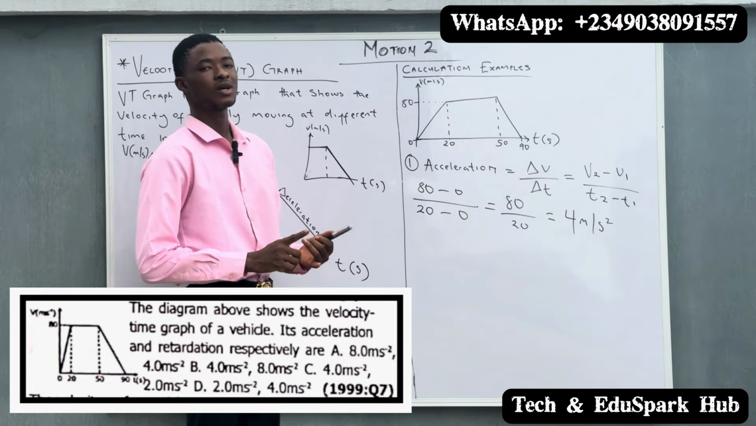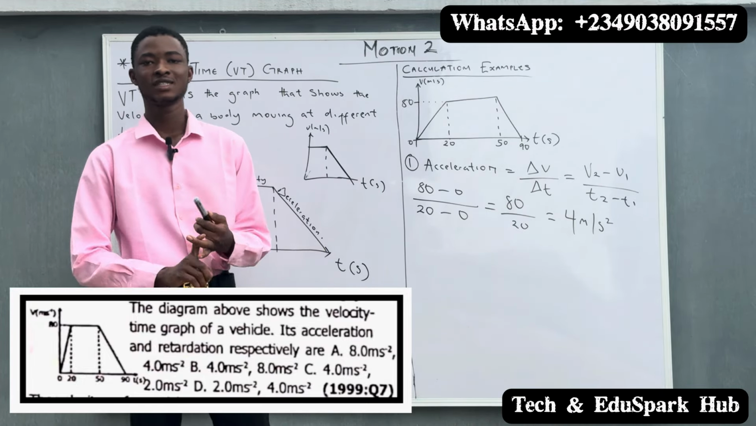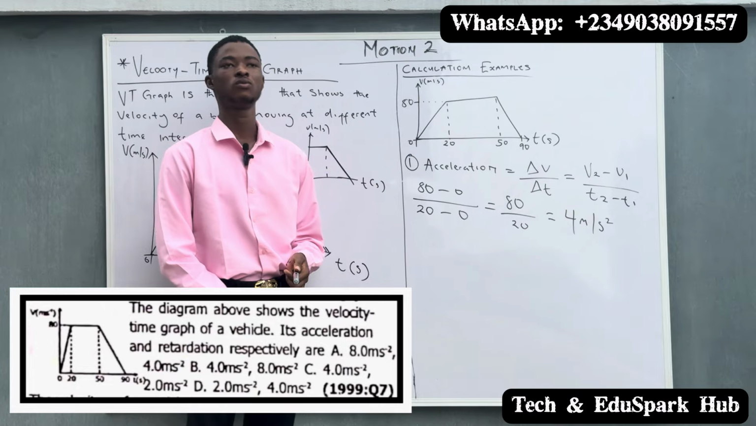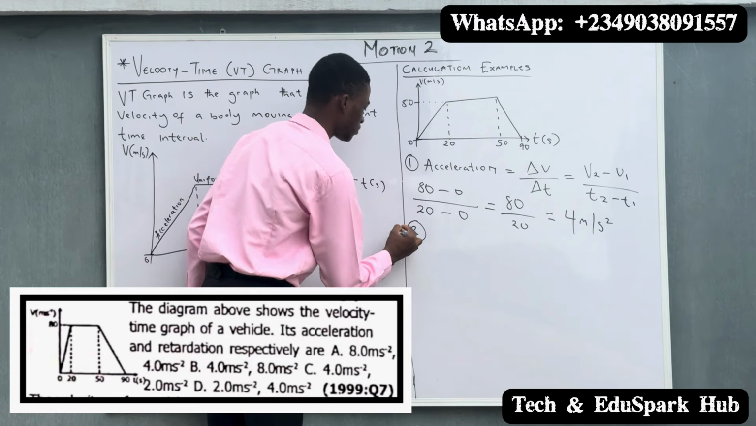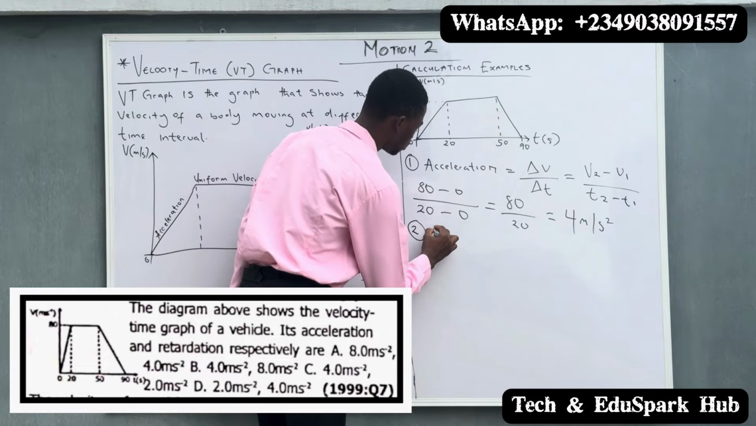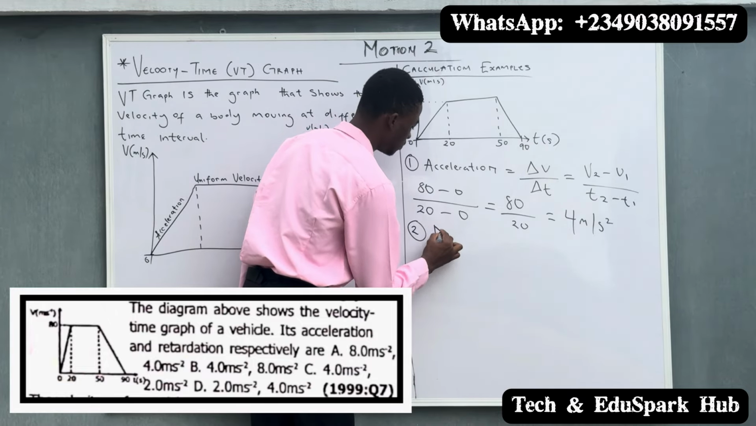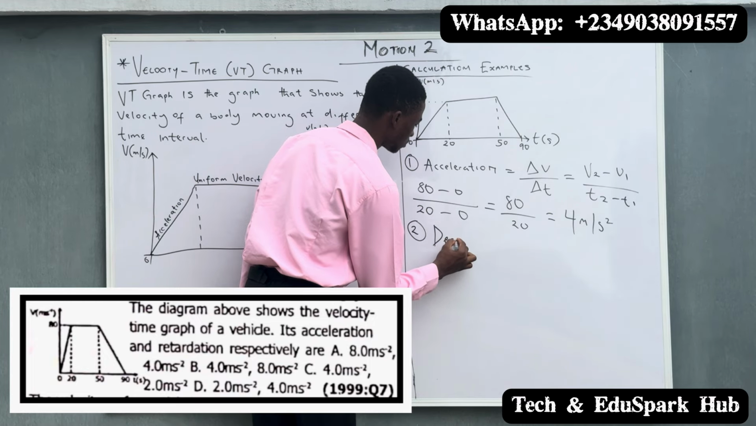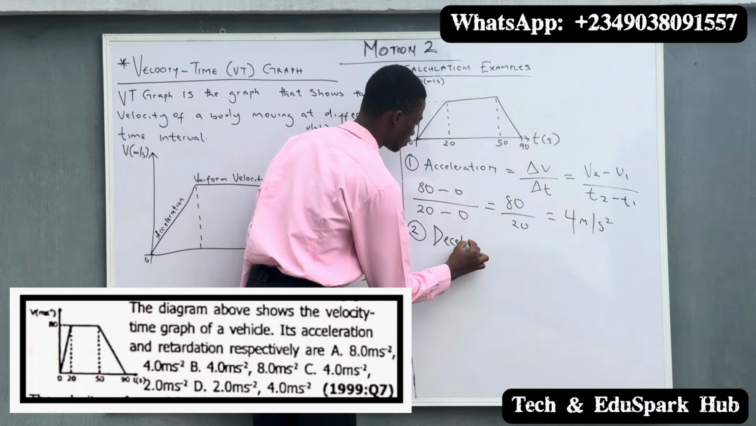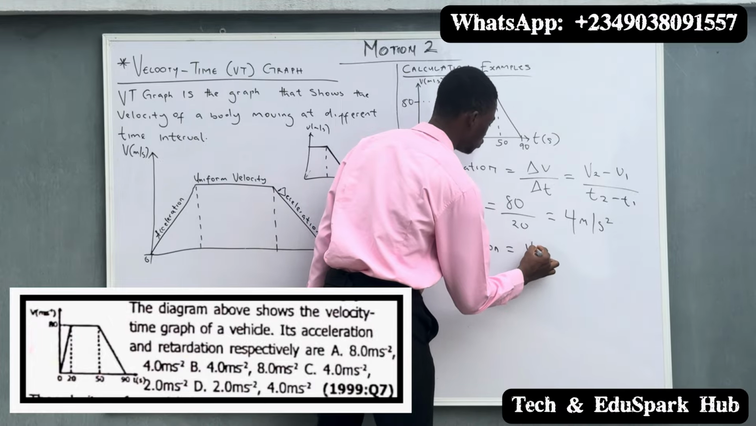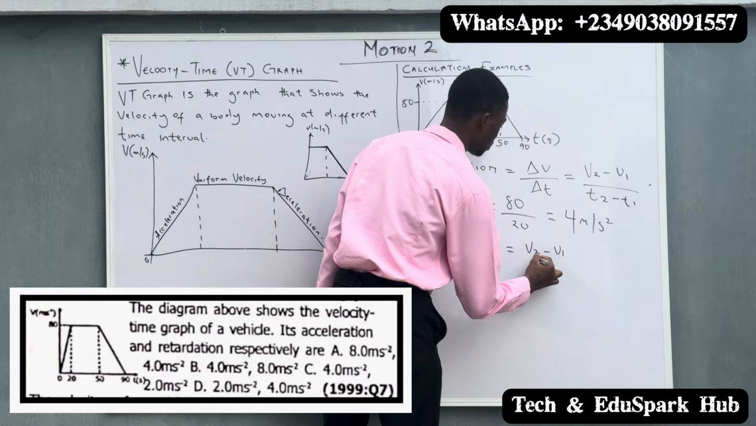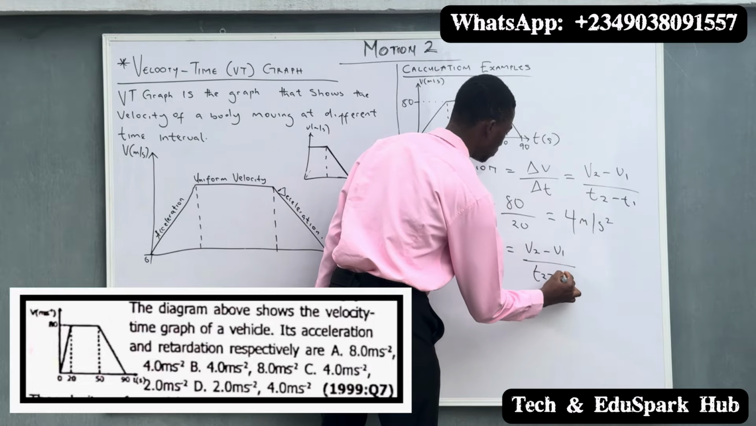So the question asks us to calculate what? The acceleration and what? The retardation of the motion of the vehicle. So in order to calculate the retardation, which is the second part, remember that retardation is also the same as what? Deceleration. So we have our deceleration to be equal to what? V2 minus V1 over what? T2 minus T1.